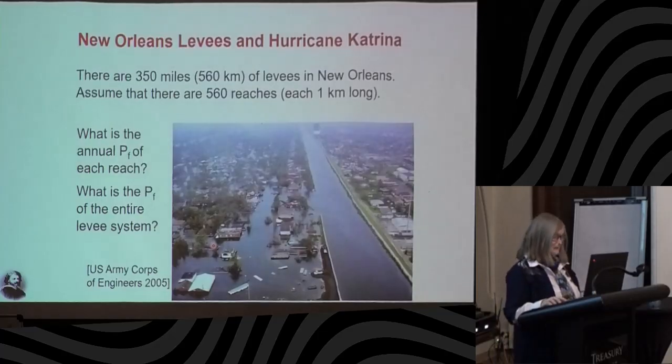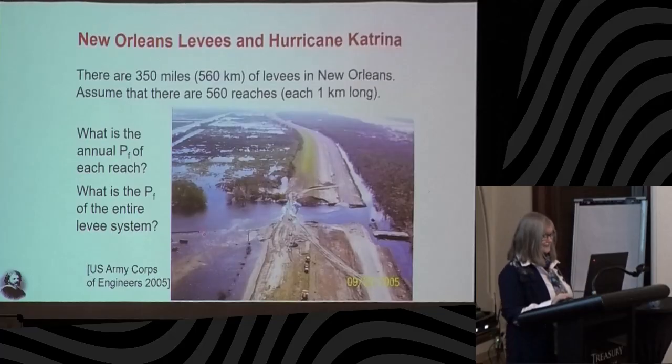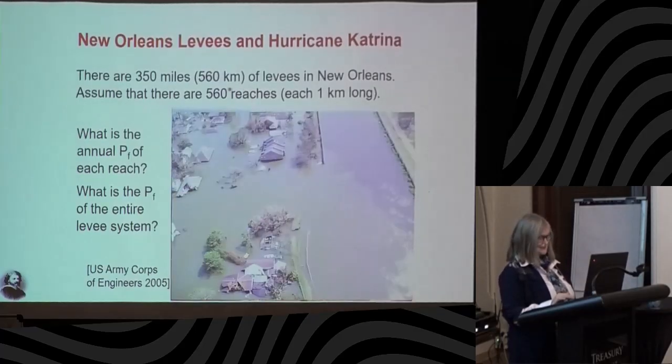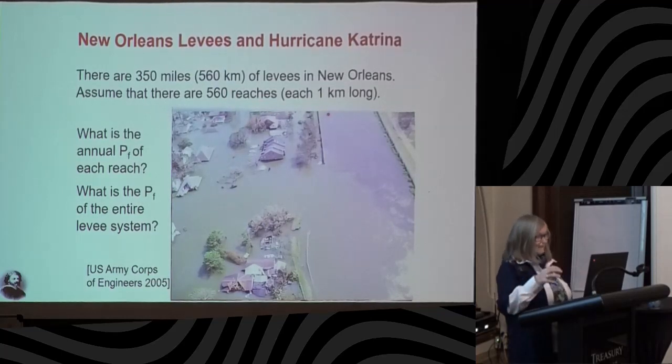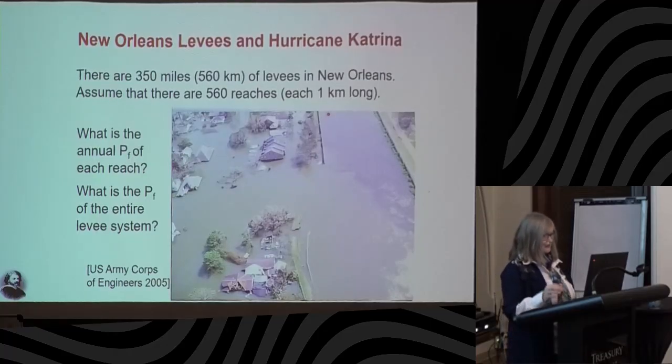And to make things worse in New Orleans, there are 350 miles, so 560 kilometers, of levees, and some of them are 1 kilometer long. So what is the annual probability of failure of each reach? And what is the probability of failure of the entire system?